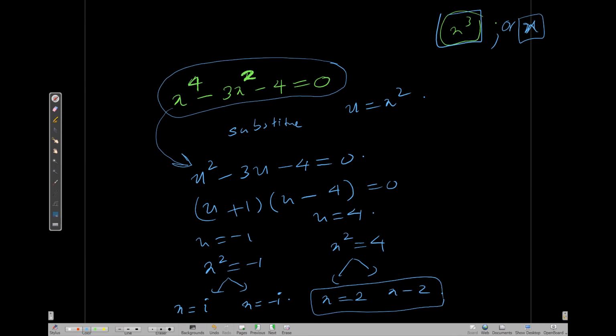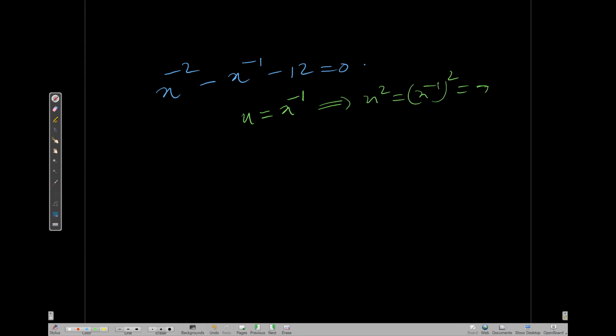That's the reason. These are some techniques that I'm showing you. How about another example? How about this? x to the negative 2 minus x to the negative 1 minus 12 equals 0. Now we can do the same thing. We can substitute u equals x to the negative 1. That brings u squared, which is x to the negative 1 squared, which is x to the negative 2. So x to the negative 2 now becomes u squared, x to the negative 1 is u, minus 12 equals 0.